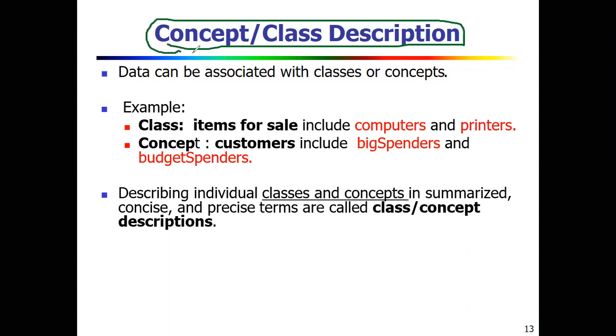The data can be associated with classes or concepts. Example, items for sale. Item is a class. Item for sale is a class which includes computers, printers, mouse, keyboard, etc. So the data can be associated with class.